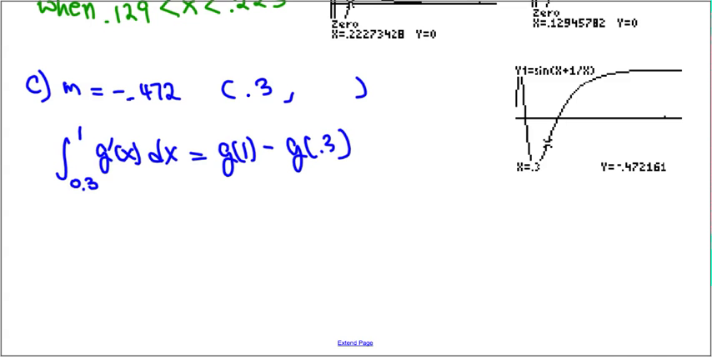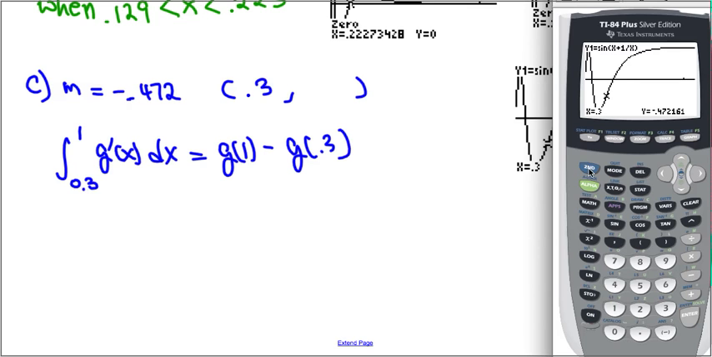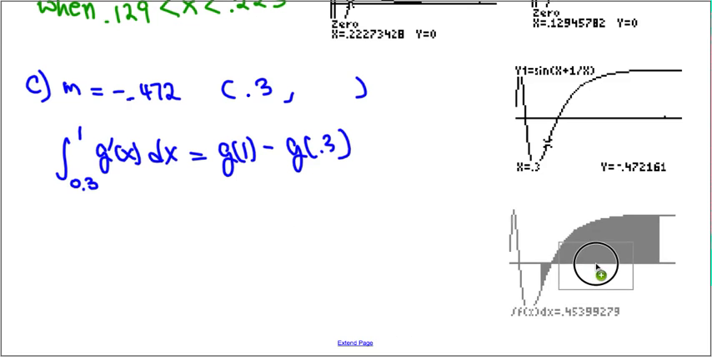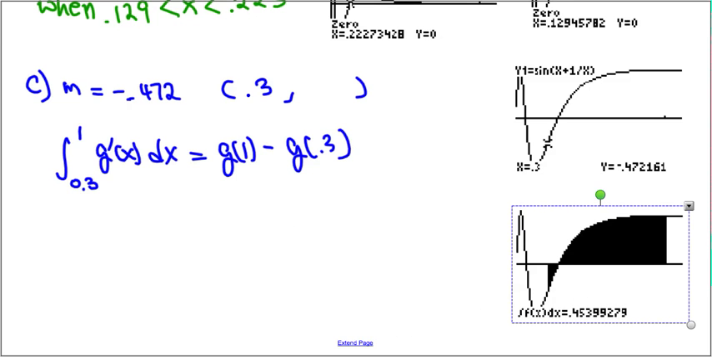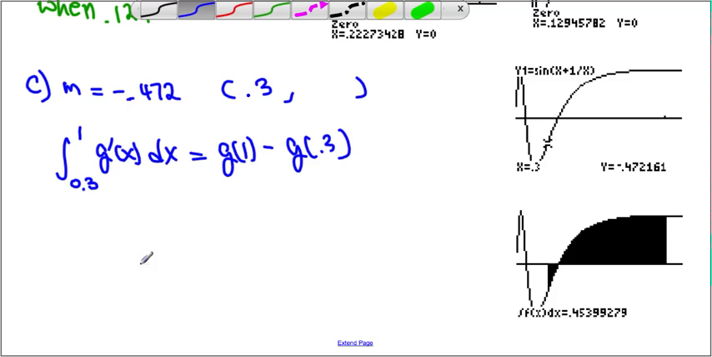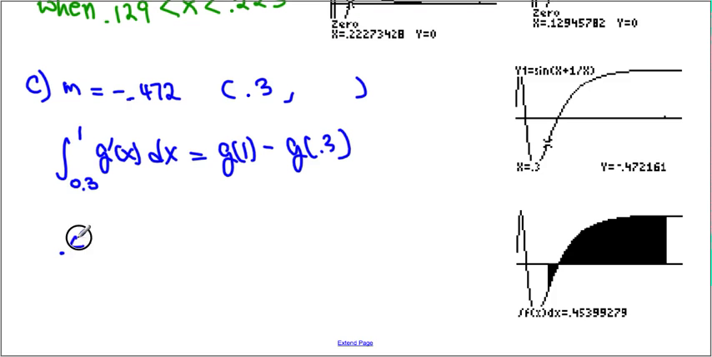That means we should be able to figure out what this one is soon after. So let us try to go back here and take the integral. Second calc, number 7. Lower limit will be 0.3. Upper limit will be 1. So there it goes. So that's the value here. That means we get 0.454 is equal to 2 minus g of 0.3. Then what is g of 0.3?